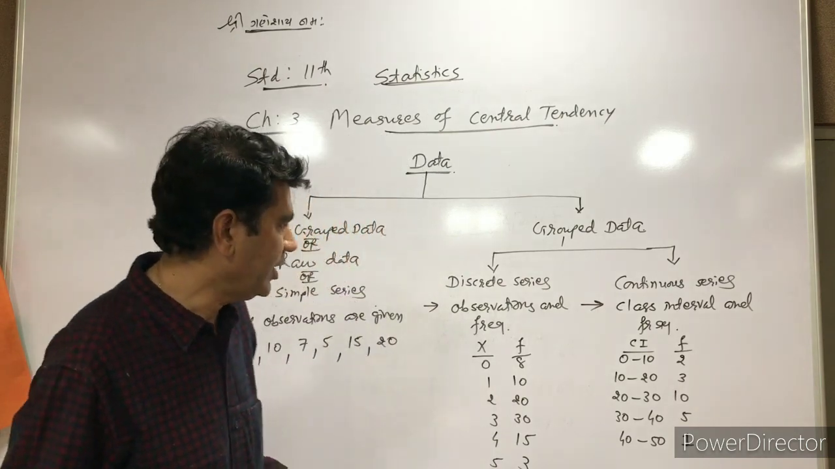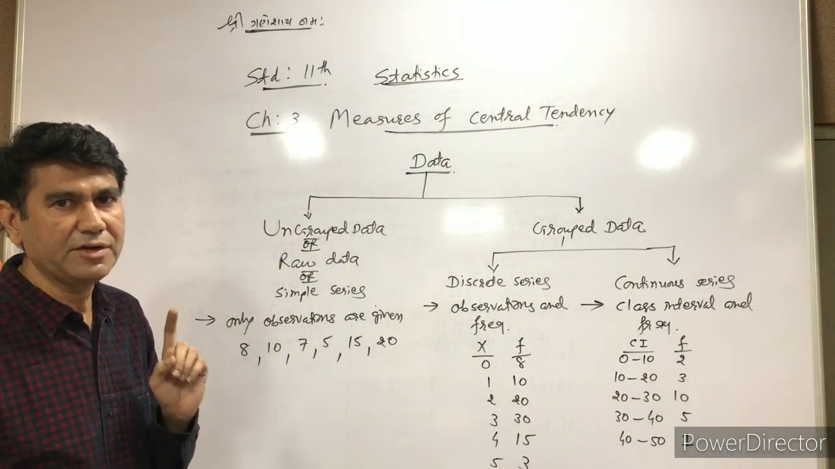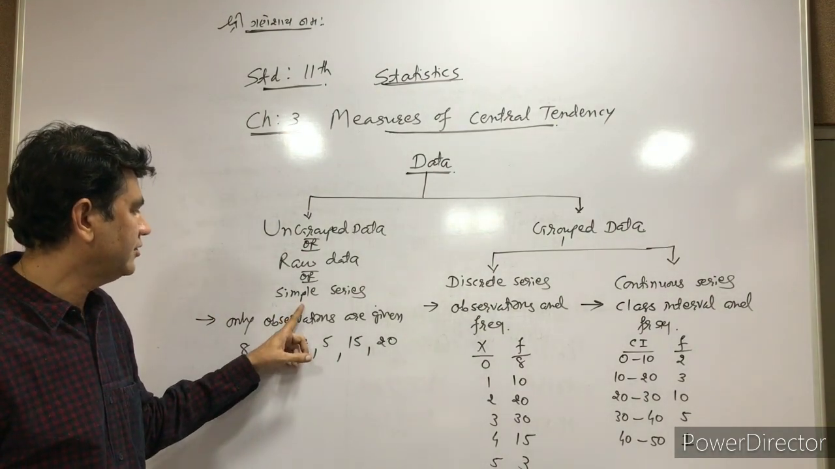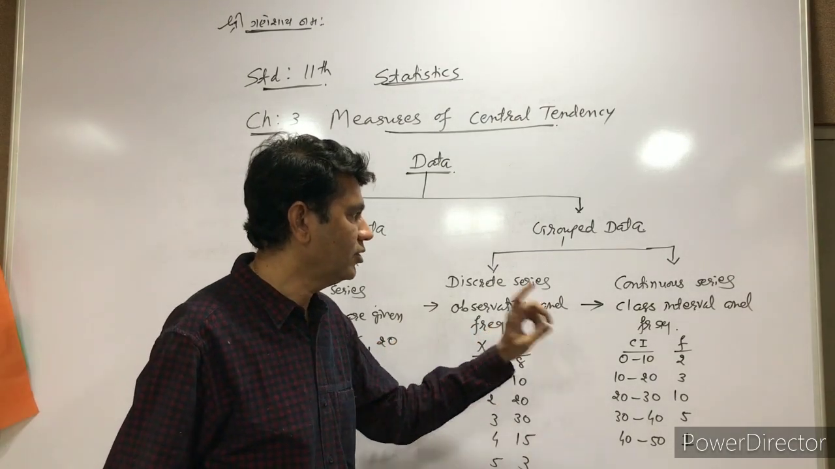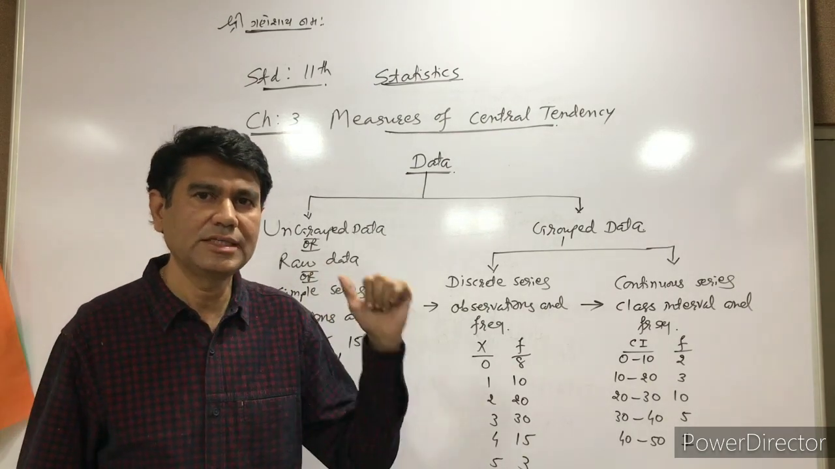Okay, so I repeat, there are mainly three types of series. You have to first identify which type of data you are given. You are given either a simple series, or a discrete series, or a continuous series. So first of all, draw this chart.